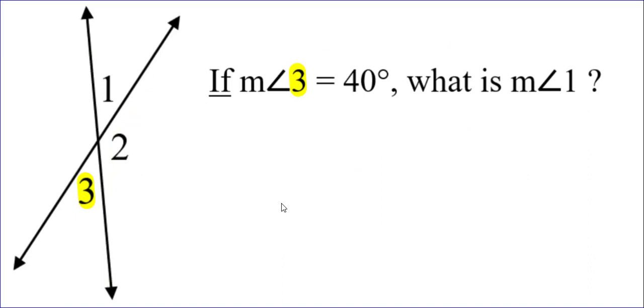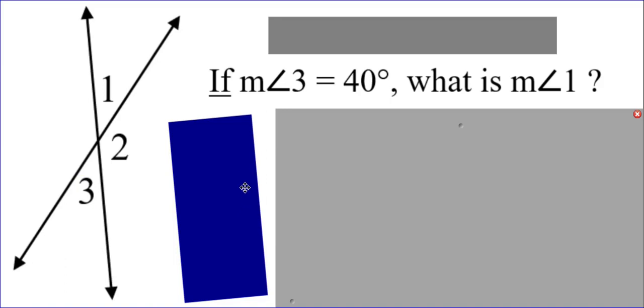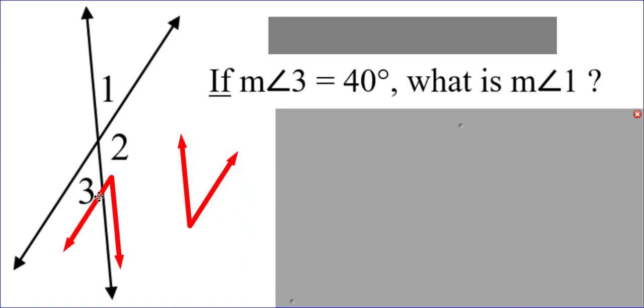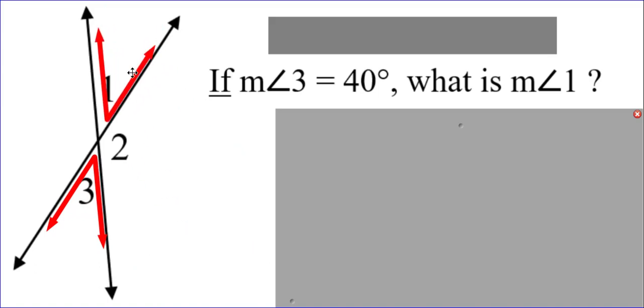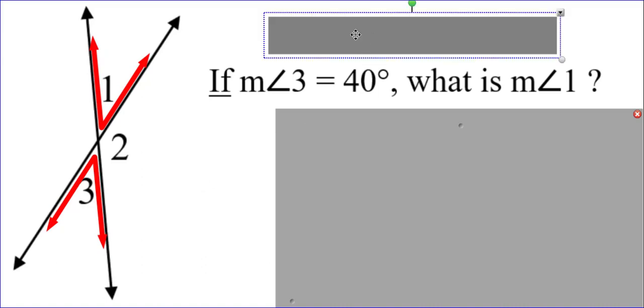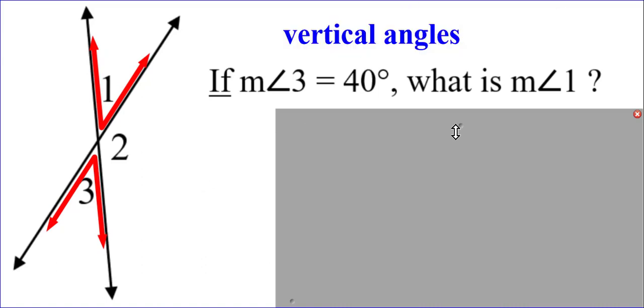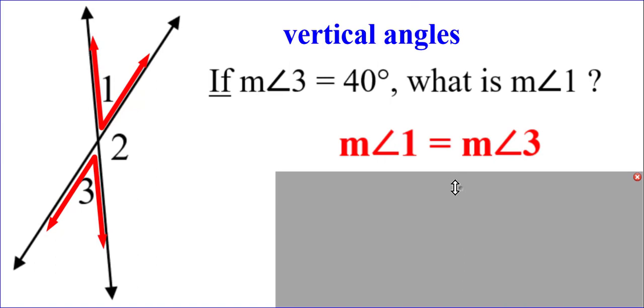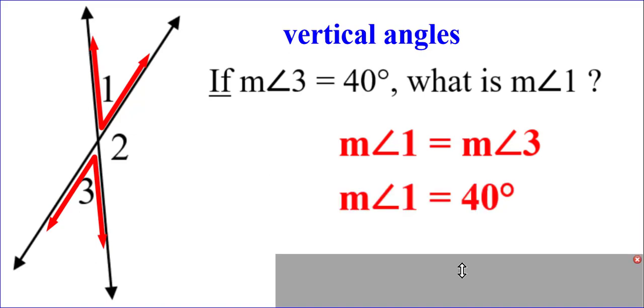Now, same drawing, different angle that I'm giving you. The measure of angle 3 equals 40 degrees. If that's the case, what is the measure of angle 1? Well, this is different than the last time. Here we have angle 1 and angle 3, and if you notice, they are formed by two intersecting lines and they are opposite angles of each other from those two intersecting lines. This is a pair of vertical angles, and vertical angles are congruent. Again, the word congruent means equal measure. So the measure of angle 1 is equal to the measure of angle 3, and since the measure of angle 3 is 40 degrees, the measure of angle 1 is also 40 degrees.